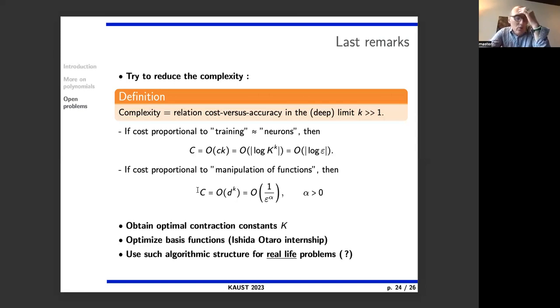Okay, there are a certain number of theoretical problems which are important and interesting for this kind of approach, for example to get the optimal contraction constant, to optimize the basic function. And of course, the last point is perhaps more serious. Here I am able to do supervised training in a convergent manner, but for an academic problem. So the question is: is it possible to generalize to real life problems?